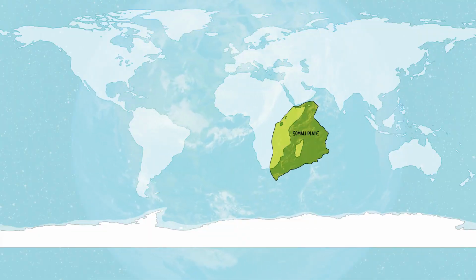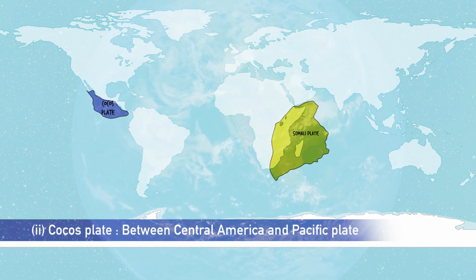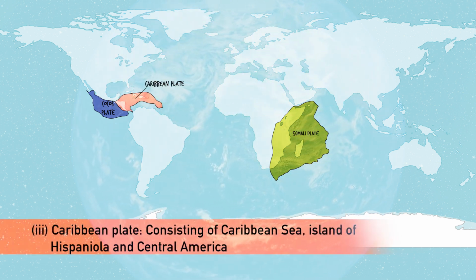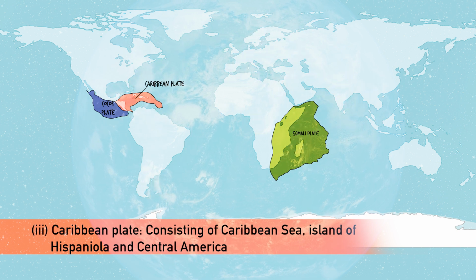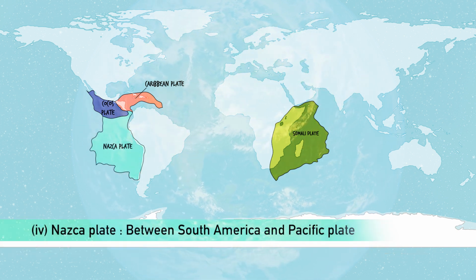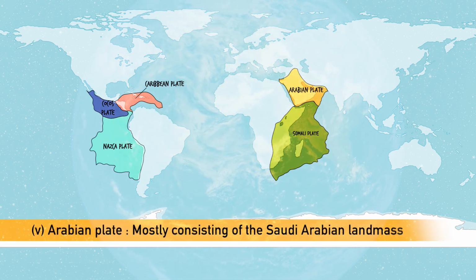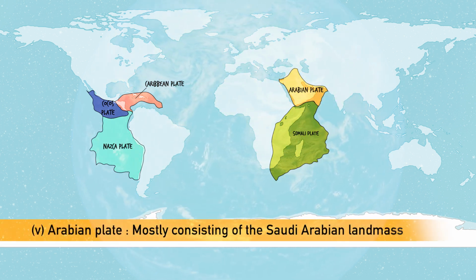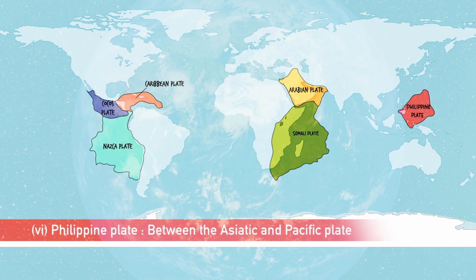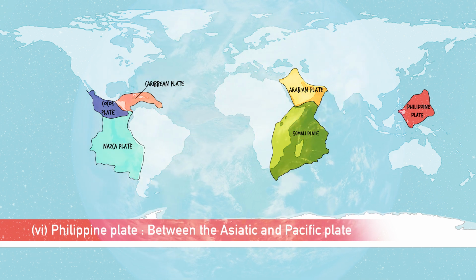First, Somali plate consisting of Somalia. Second, Cocos plate between Central America and Pacific plate. Third is Caribbean plate consisting of Caribbean Sea, island of Hispaniola and Central America. Fourth is Nazca plate between South America and Pacific plate. Fifth is Arabian plate, mostly consisting of the Saudi Arabian landmass. And the sixth and the last one is the Philippines plate between the Asiatic and Pacific plate.